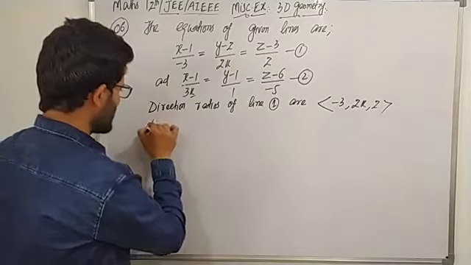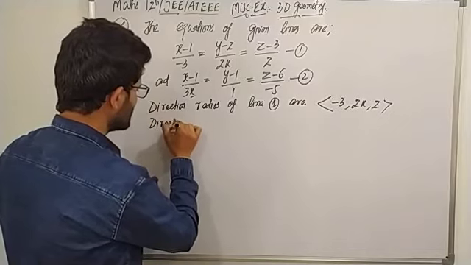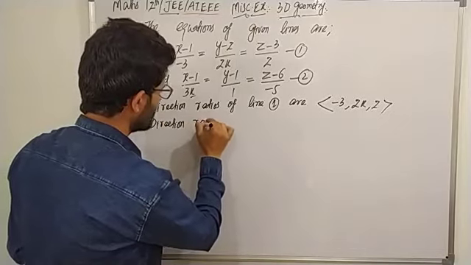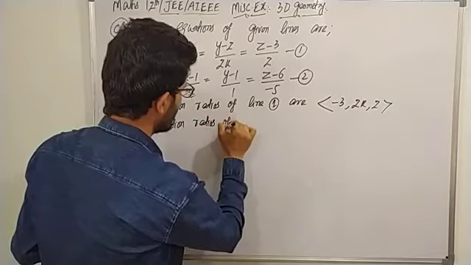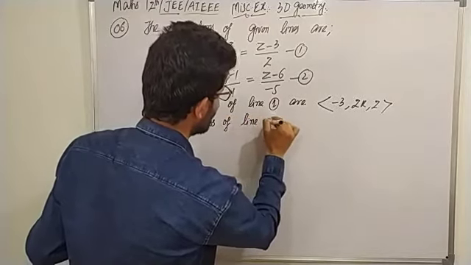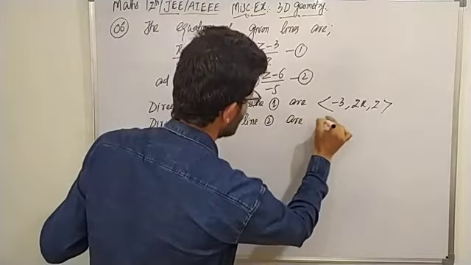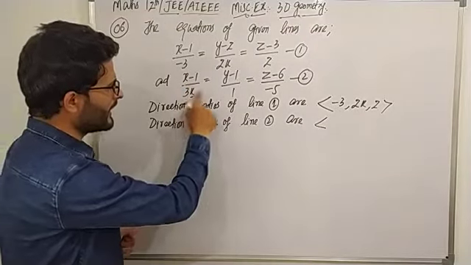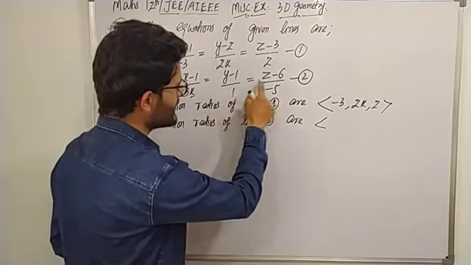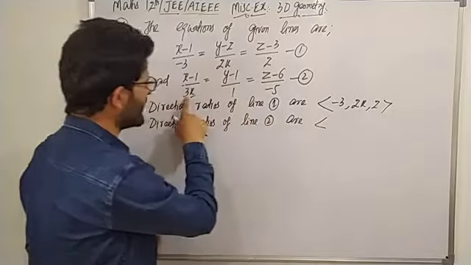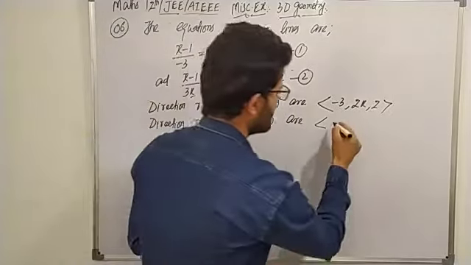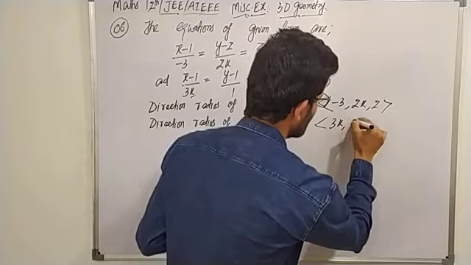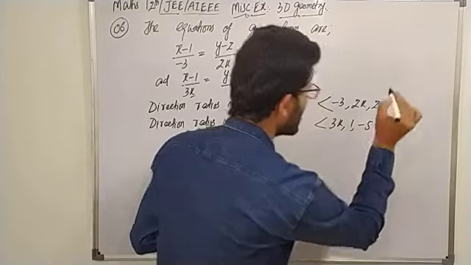Similarly, direction ratios of line second are, line second के डायरेक्शन रेशियो क्या है, that is again in the form of x minus x1 by a equal to y minus y1 by b, and that's equal to z minus z1 by c. तो क्या बनेंगे डायरेक्शन रेशियो 3k, 1 and minus 5. So 3k, 1 and minus 5.